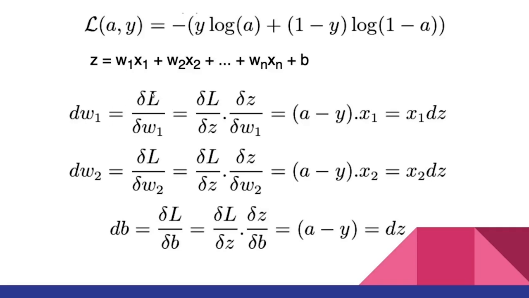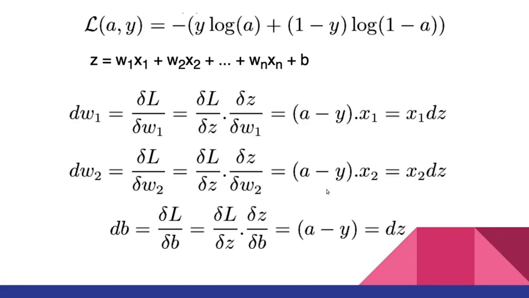dw1 is given as the derivative of the loss function with respect to w1, which is equal to the derivative of the loss function with respect to z times dz by del w1. This is the chain rule, and we already calculated most of this. We know that the derivative of L with respect to z is equal to a minus y, and it's very easy to see that the derivative of z with respect to w1 is just x1, because all other terms are constant, and w1 x1 is the coefficient of w1. Hence we get this formula: x1 into dz, because a minus y is dz.